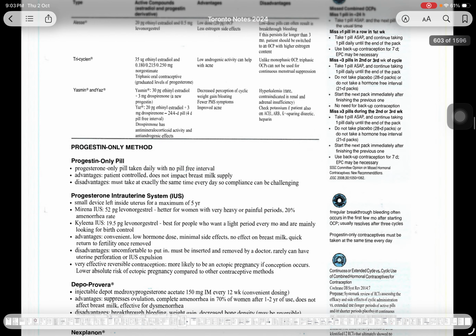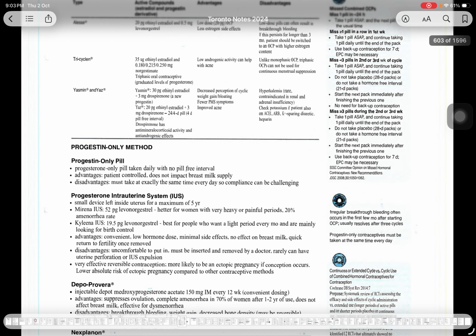Let's say you missed more than three pills: take one pill ASAP and continue taking one pill daily until the end of the pack. Do not take the placebo in a 28 day pack, and do not take the hormone-free interval. Start the next pack immediately after finishing the previous one. Use backup contraception for 7 days.